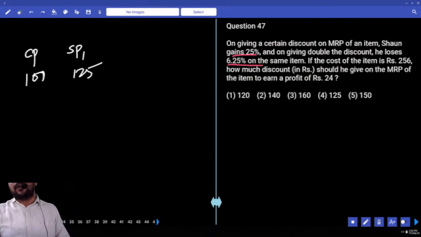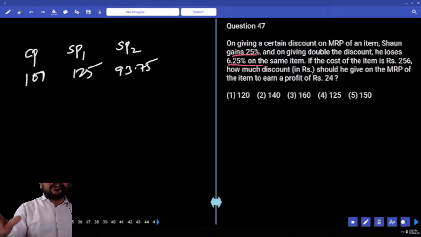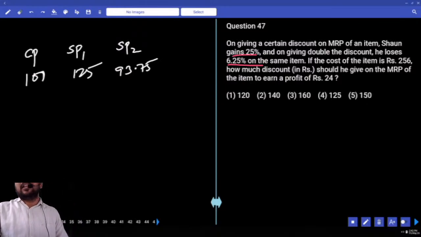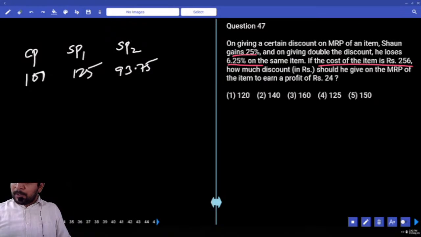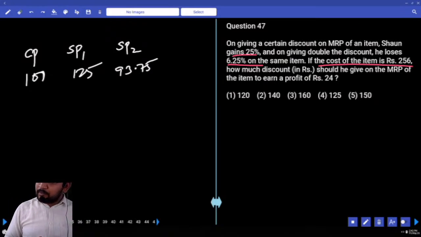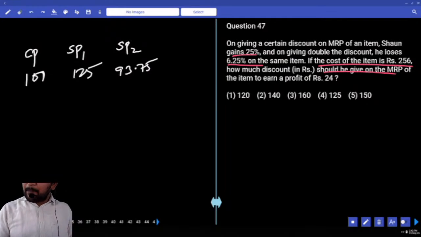Next, whenever he gives a double discount compared to the previous one, the loss is 6.25. Now loss 6.25 is nothing but SP2 is what? 93.75, na? Are you clear, Nana? Now the cost price of the item is what, Nana? 256. Just keep aside the 256.